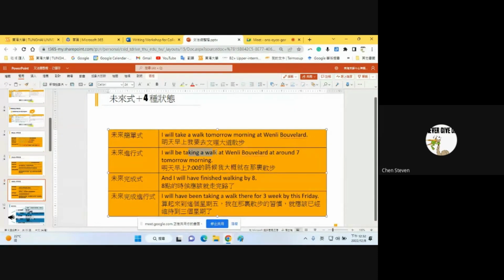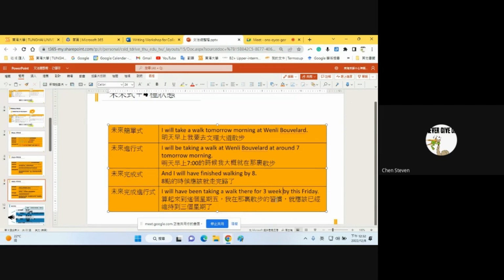I will be taking a walk at Wenli Boulevard. It's around 7 tomorrow morning. I will be doing something, and I will have finished walking by 8. Yeah, and then I will have been taking a walk there for 3 weeks by this Friday. Okay, it's a future perfect progressive. Yeah. So, if the student memorize this, it should be quite clear.